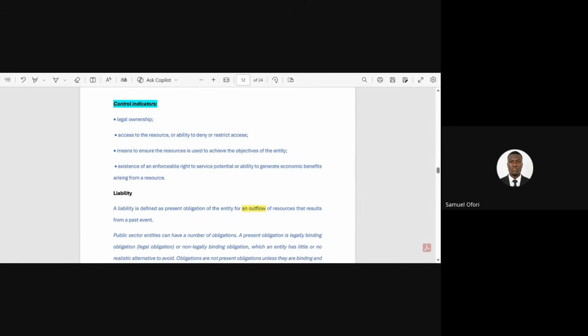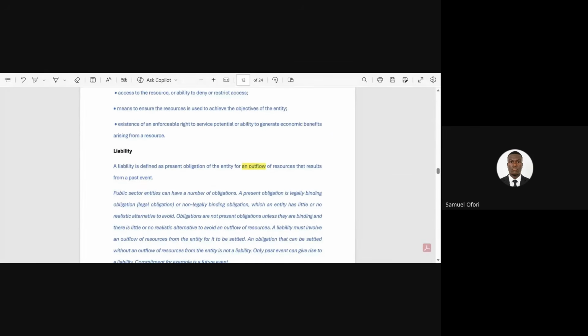My money will go out as a result of past events, because I took the money in the past. Yesterday, I took 1,000. So I have a present obligation to pay. So that's liability. Okay.